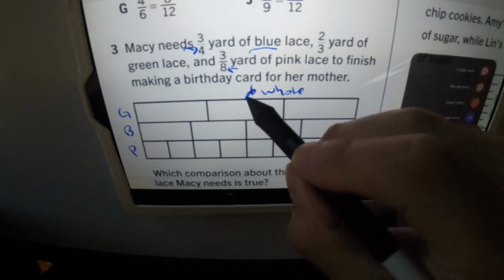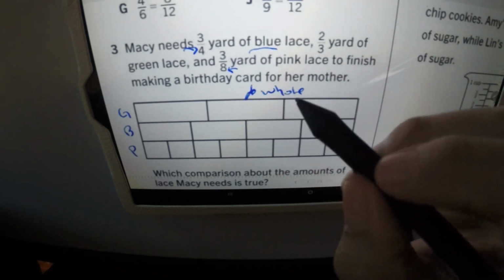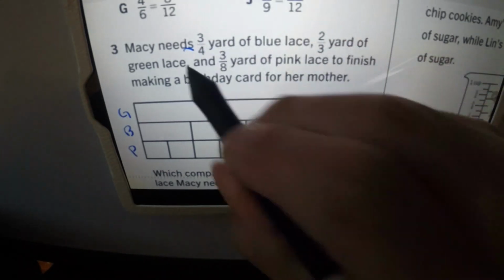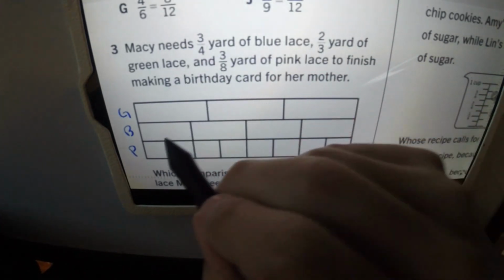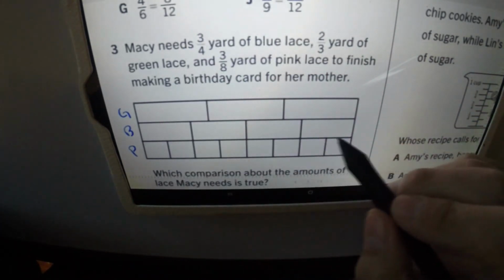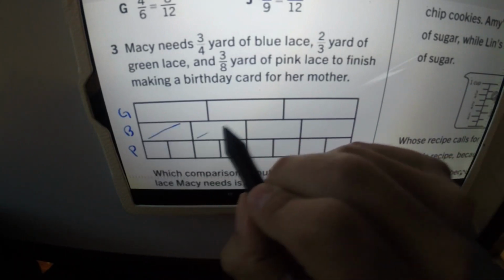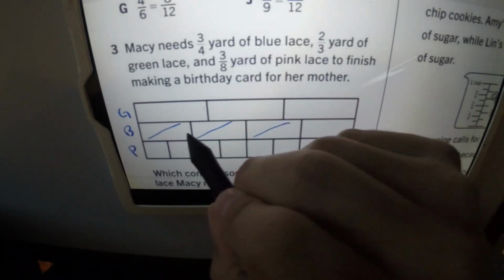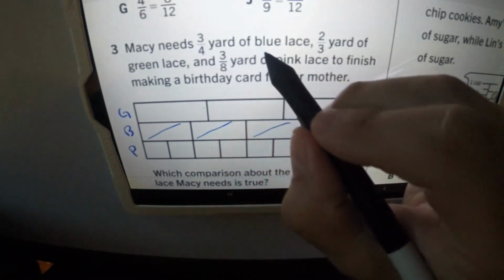So now we know what we're working with. Now we can basically visualize it. 3 out of 4 sections of yard are blue lace. So this is blue right here. 3 of the 4 are blue: 1, 2, 3. That represents blue. See how that works? 3 of the 4 are blue.